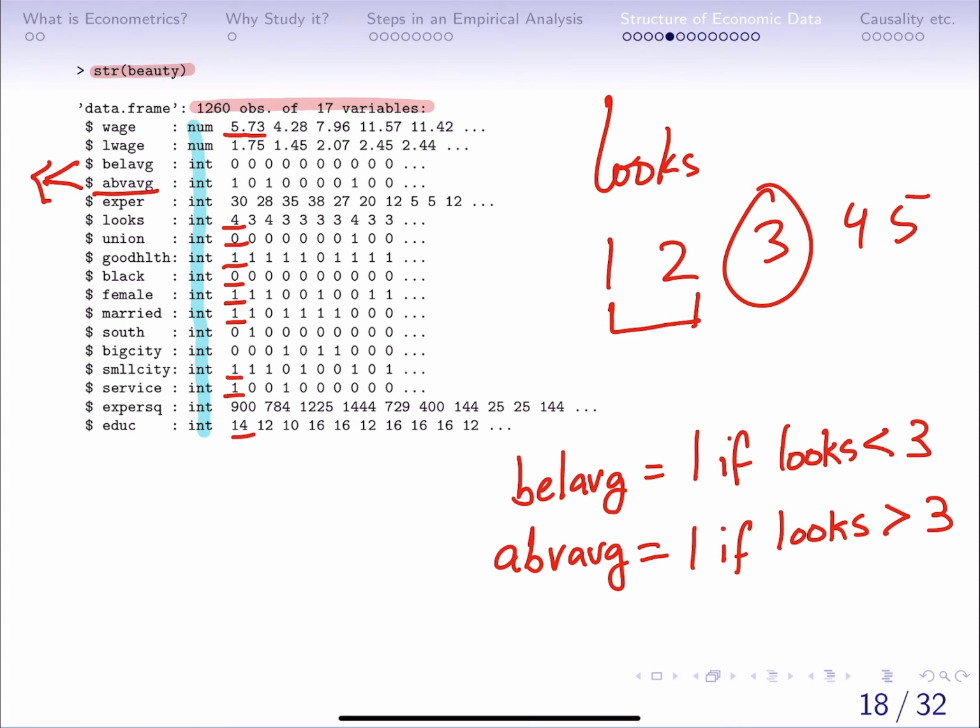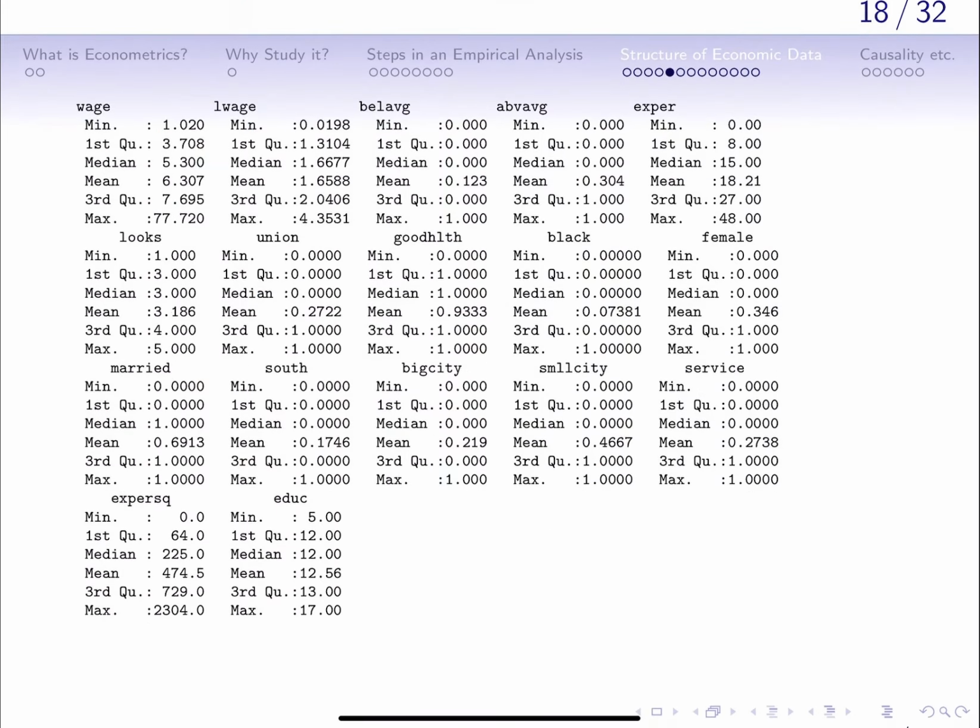So notice that for this individual, the first individual that we're looking at, their look score was 4, and that's above 3. So above average should take the value of 1, right? And that's what happens right here. And below average is 0, okay? So that's how this data set is constructed.